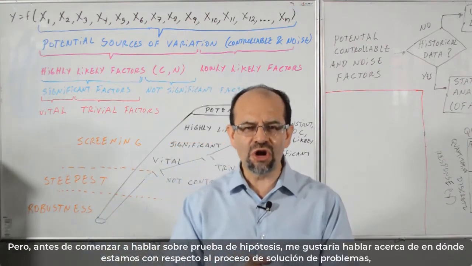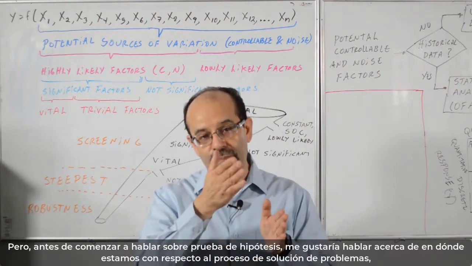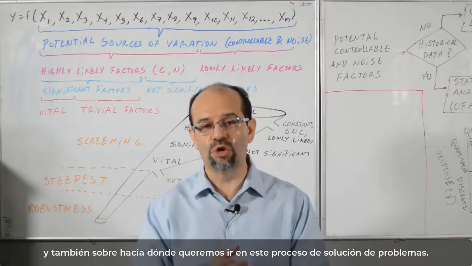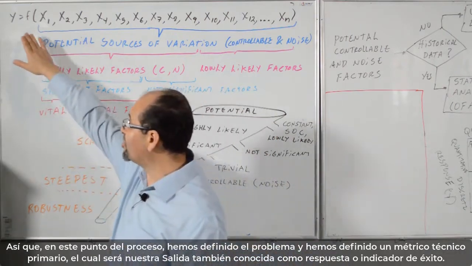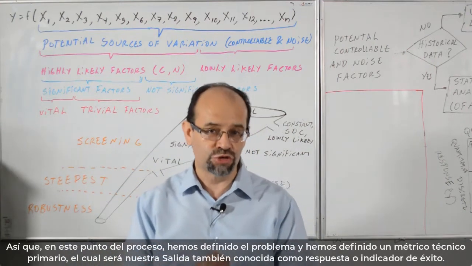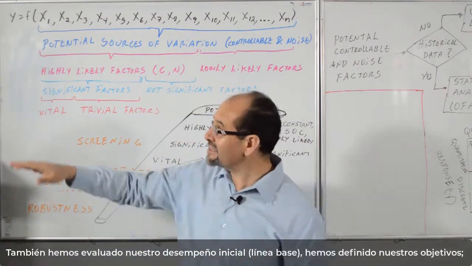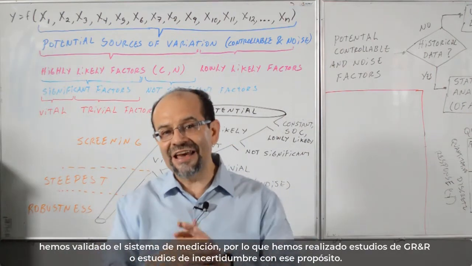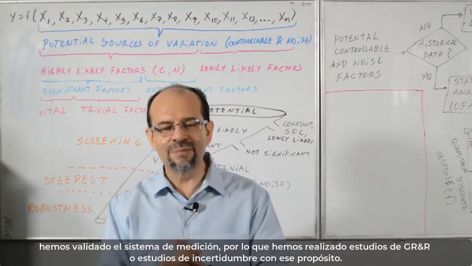But before starting to talk about hypothesis testing, I would like to talk about where we are in terms of the problem-solving process and where we want to go. At this point, we have defined the problem, and we have defined a technical primary metric, which will be our output or our response. That is our success indicator. And we have also evaluated our baseline performance, defined our objectives, and validated the measurement system. We have done gauge R&R studies or uncertainty studies to validate the measurement system.